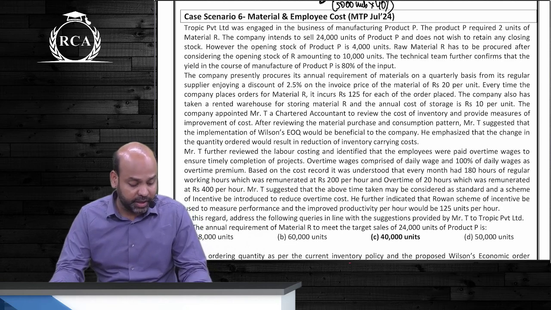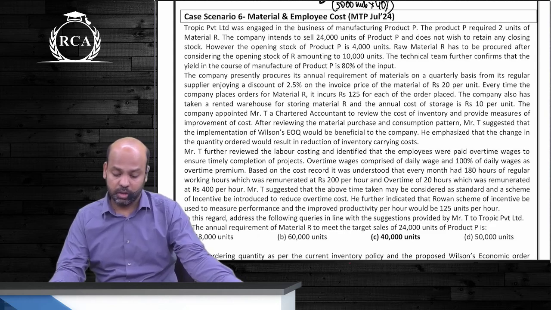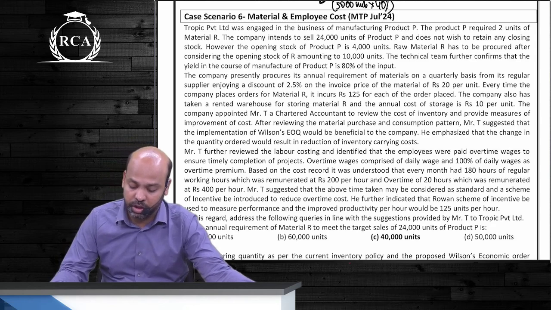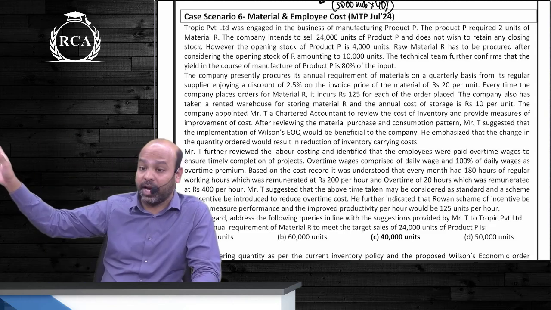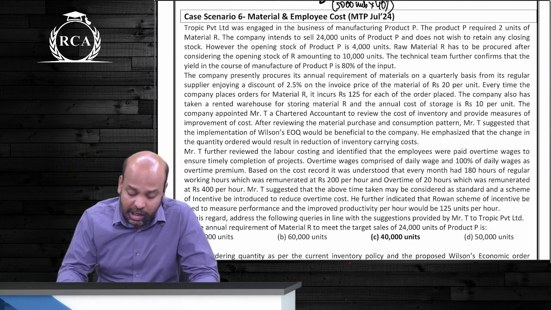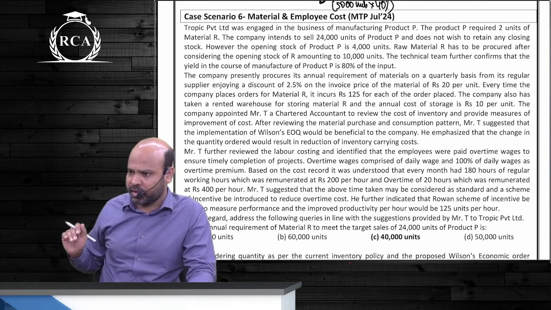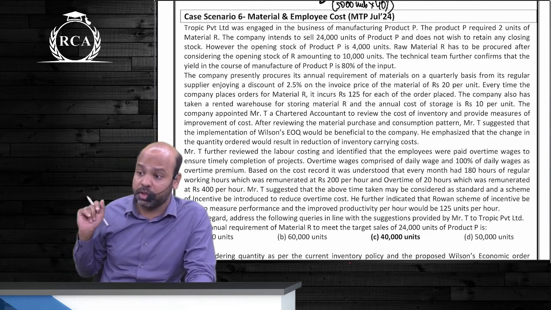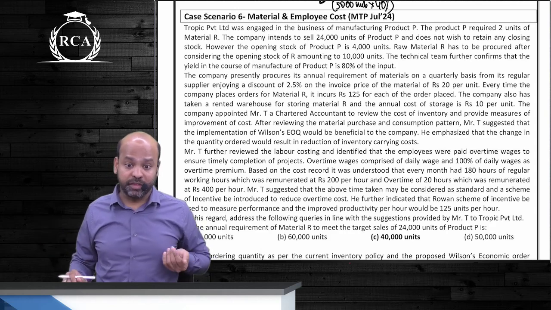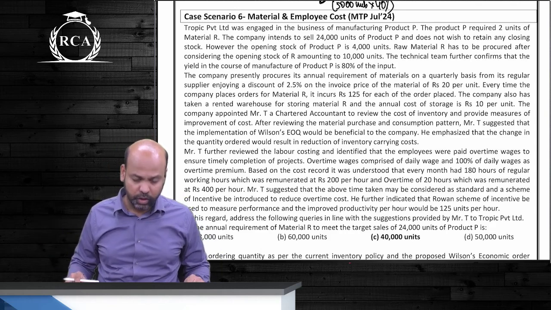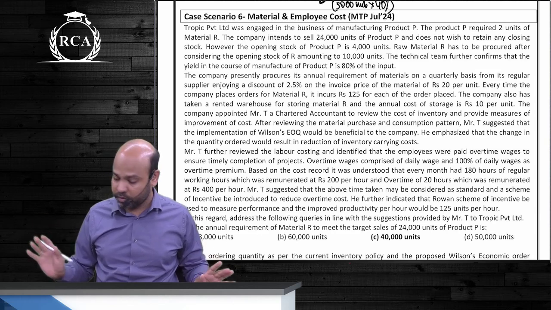Tropic Private Limited was engaged in the business of manufacturing product P. Product P requires 2 units of material R. The company intends to sell 24,000 units of product P and does not wish to retain any closing stock. No closing stock at all, guys. However, opening stock of product P is 4,000 units. Up to here, what do you understand? We intend to manufacture how many units? 24,000 is what you have to sell. Closing stock is 0. Opening stock is 4,000, so you will have to manufacture 20,000 units. Any doubt in this?